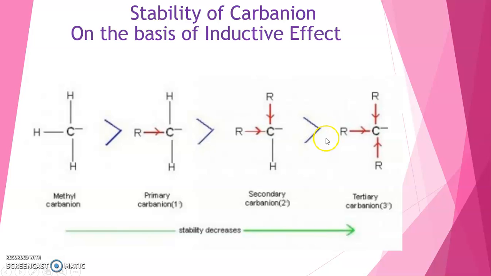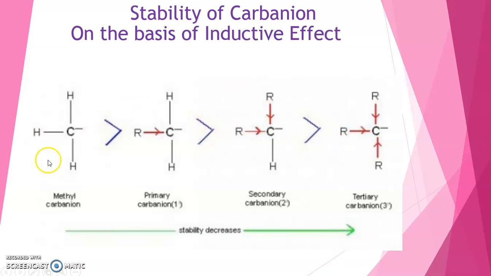And in case of tertiary carbanion, again there are more than two, that is three, alkyl groups, and all alkyl groups show positive inductive effect. They release electrons towards this carbon atom which carries negative charge and disturb the stability of the carbanion. From this we can say that the more the positive inductive effect, the less is the stability of that carbanion. As the positive inductive effect increases, stability of carbanion goes on decreasing. Clear? Now see the case.